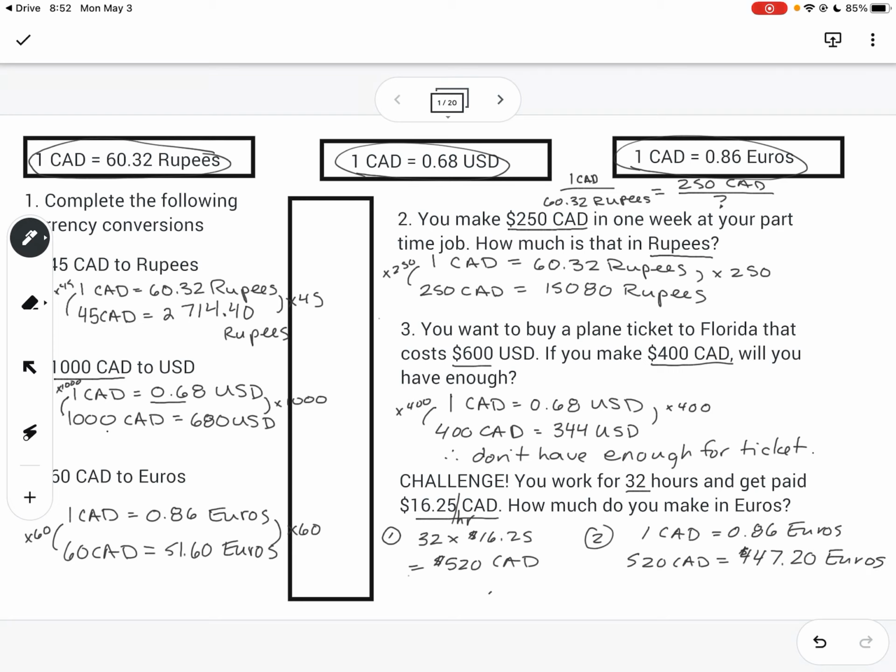So this answer, I guess I should write a sentence here. Therefore, I make 447.20 euros. Those are some examples of converting Canadian currency to other currencies around the world. If you were given rupees and you wanted to change to Canadian, you would divide by 60.32 instead of multiplying.